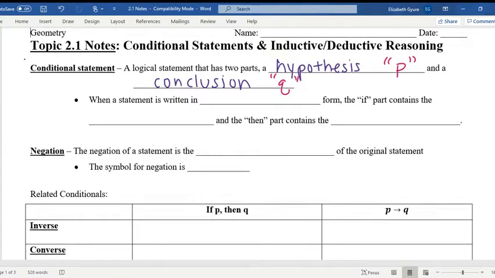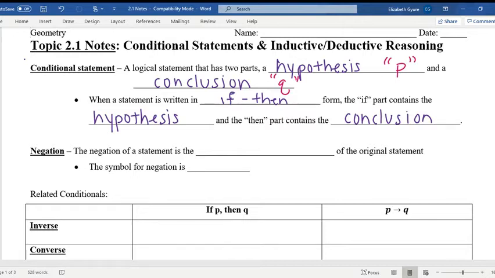When a statement is written in what's called if-then form, the if part contains the hypothesis, and the then part contains the conclusion. So if I say, if it is sunny outside, then we're going to the beach. That is an if-then statement. My hypothesis is it's sunny outside. The conclusion would be we're going to the beach.